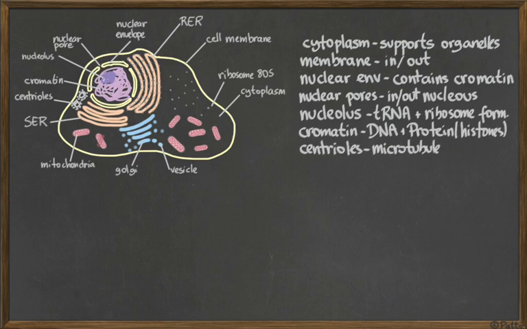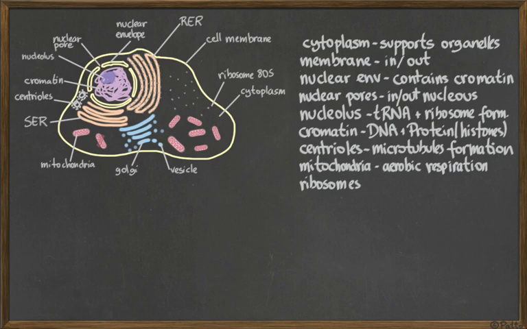Centrioles are microtubule formation centers. They are places where the cells make microtubules. Mitochondria are very important organelles for aerobic cell respiration. Most eukaryotic cells are going to have mitochondria, including plants. They will have mitochondria as well.